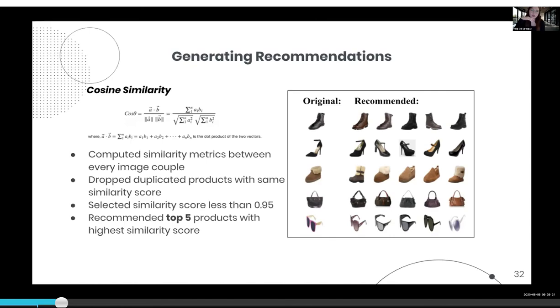So here we dropped the duplicate products with the same similarity score, and we selected similarity scores less than 0.95, and finally recommended the top 5 products with the highest similarity scores. This picture shows some of the results from our image-based recommendation system.